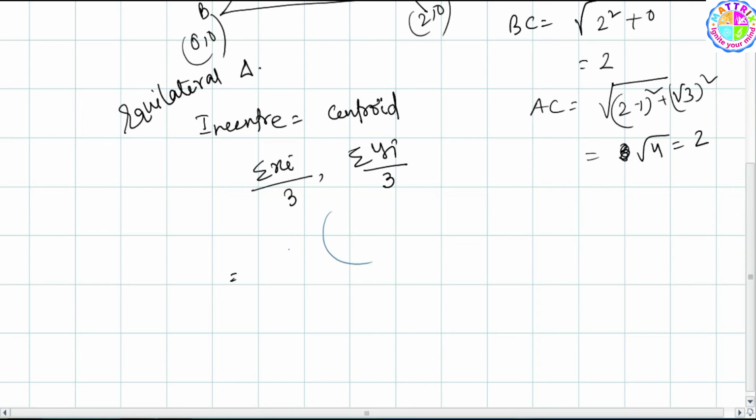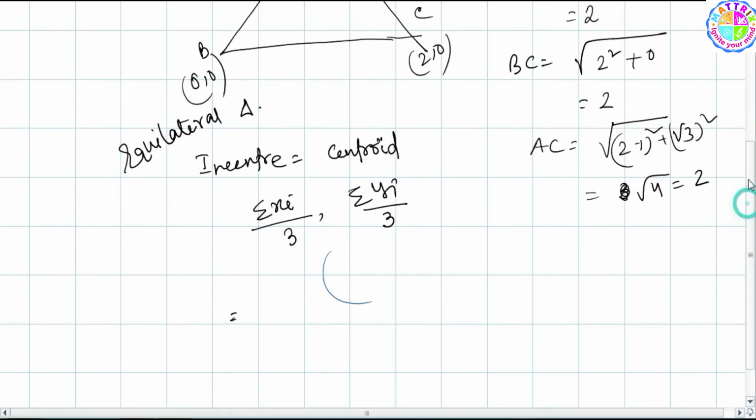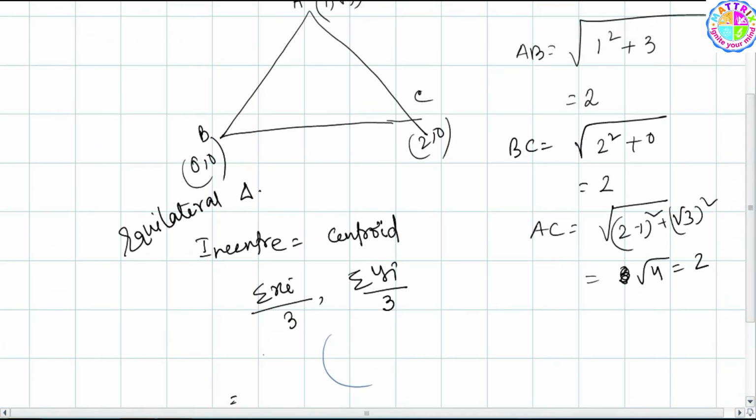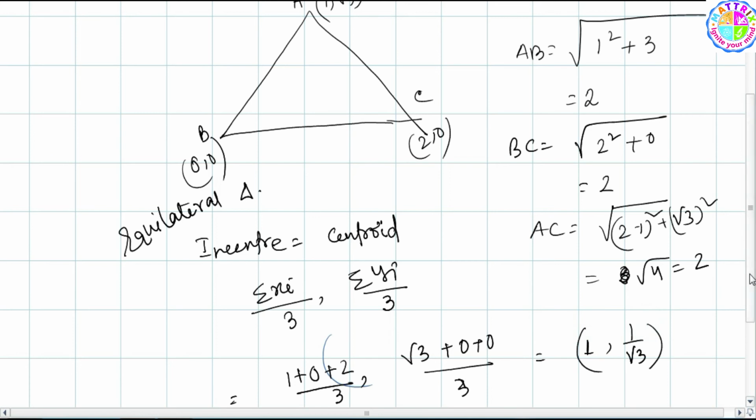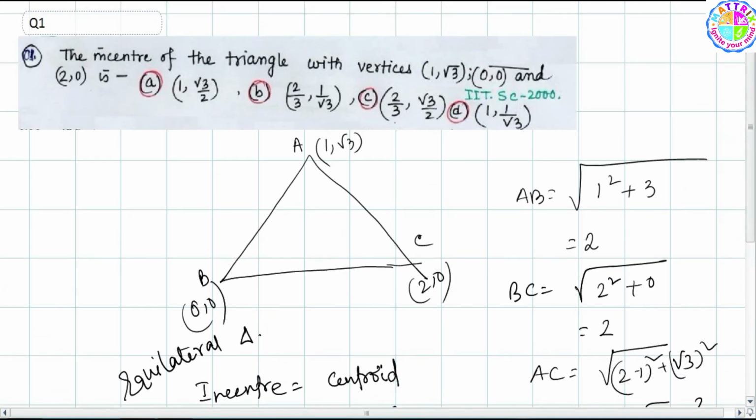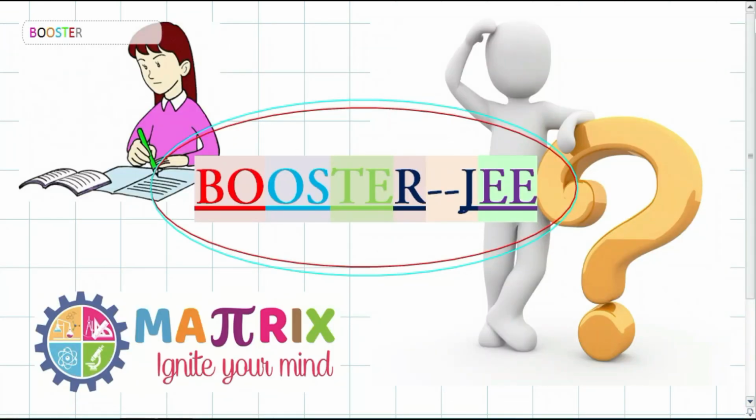Then the value of the incenter is (1 plus 0 plus 2) divided by 3 comma (root 3 plus 0 plus 0) divided by 3, that is equals to 3 by 3, that is 1, and root 3 by 3, 1 by root 3. देख लेते हैं पॉइंट कौन सा मिल रहा है। 1, 1 by root 3, that is equals to D. Answer is D.